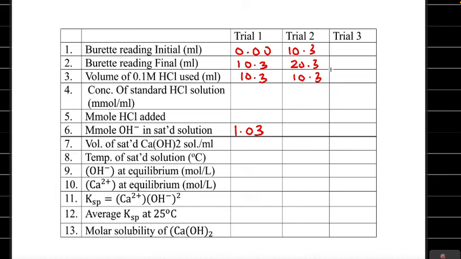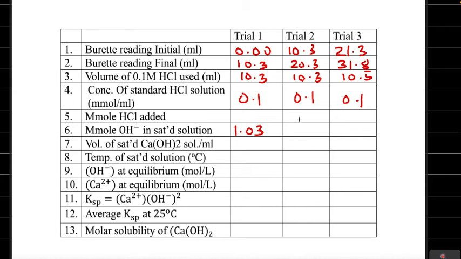Now, that last one was 21.3, then 31.8. So this is 10.5. Okay. Now, the concentration of this was 0.1, 0.1, 0.1.